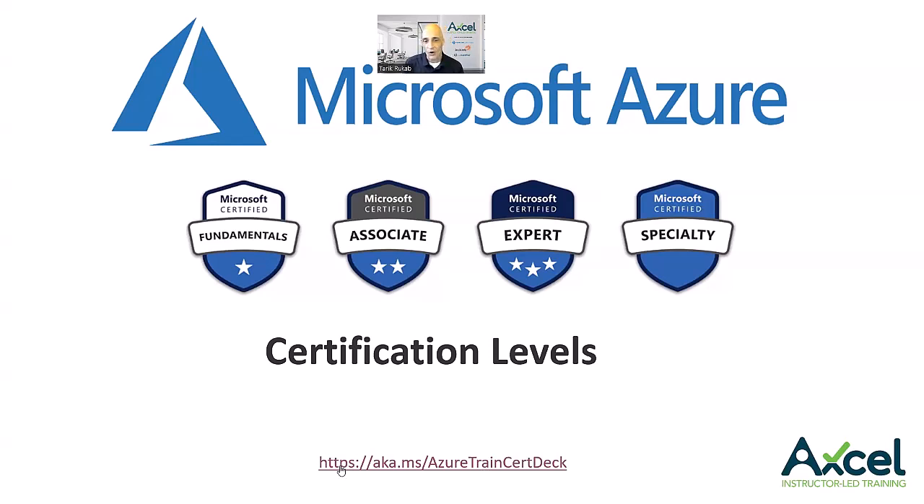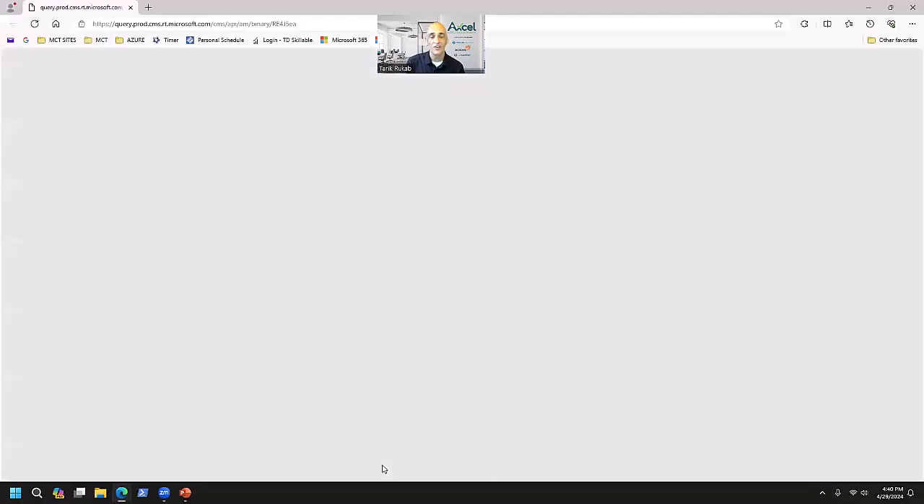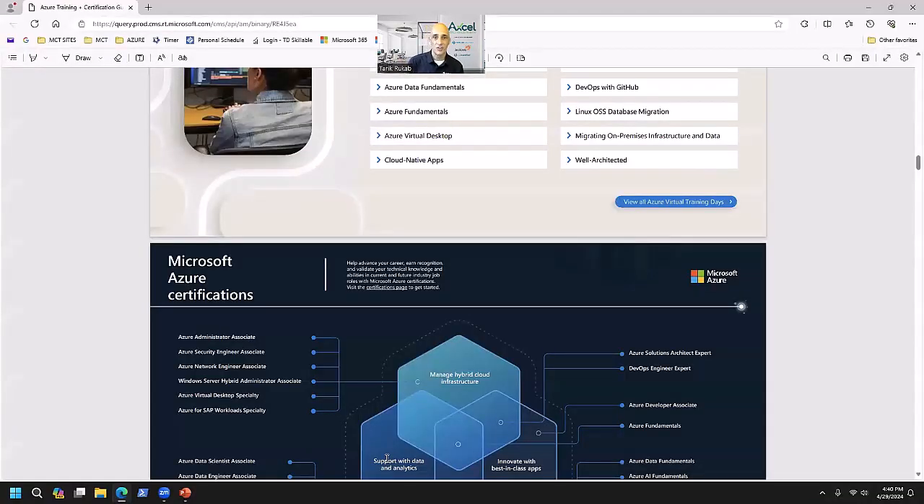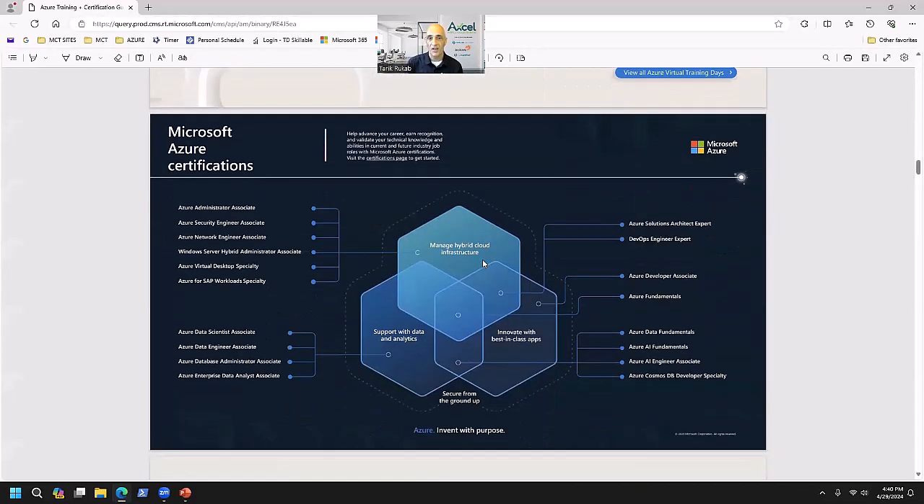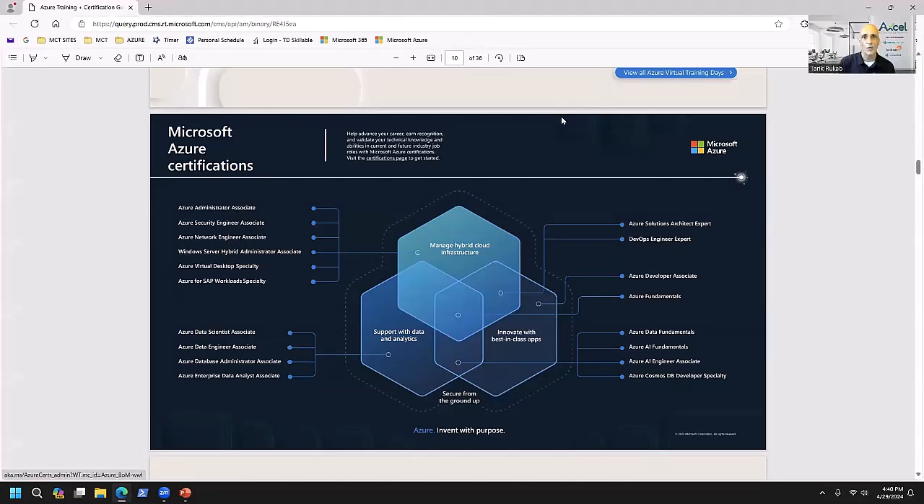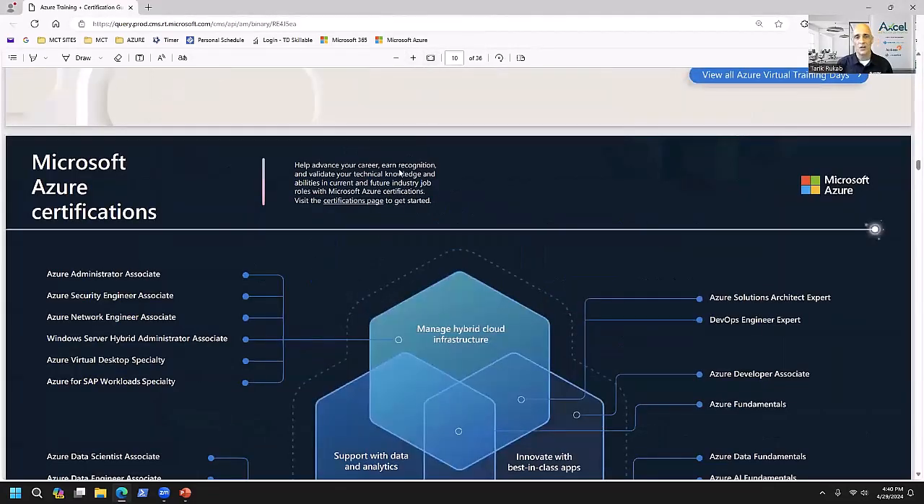Before we start, Microsoft does have a PowerPoint deck here, and it's readily available on the internet. I have the URL listed below here, https://aka.ms/Azure Train Cert Deck. Now, if we click on this, it's just a PowerPoint presentation that will go a lot more in depth with some of the certifications. They mention them all here, and you'll notice there's links. In fact, let me move this over to the right to get that out of the way, and we'll go full screen here.